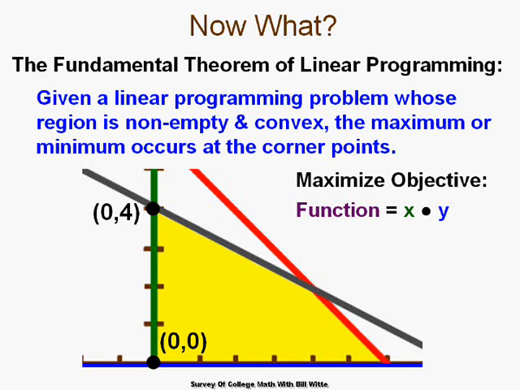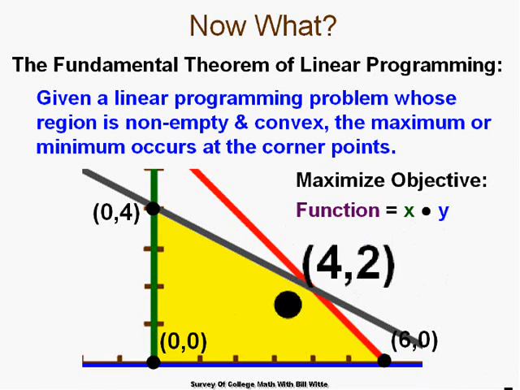Now the next one, the corner is at, as you can see, the point 0, 4. And what would x times y be there? 0 times 4. And it would still be 0. And then another corner is 6, 0. Of course, 6 times 0 is 0. But we do have a 4th corner point. And that's the point 4, look, over 4 and up 2. And what is that?